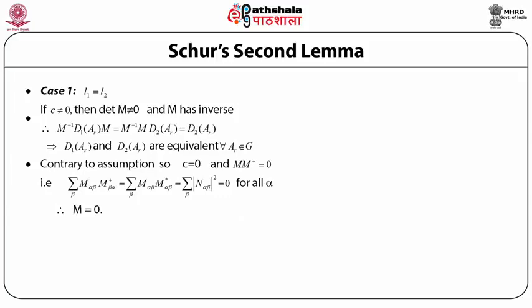Therefore, C is equal to 0 and M M dagger is equal to 0, which means that in terms of elements, M_alpha beta (M dagger)_alpha beta is equal to M_alpha beta star, because the matrix elements of the adjoint matrix are obtained by interchanging the rows and columns and taking the complex conjugate. Therefore, the sum over all beta of M_alpha beta (M dagger)_beta alpha is equal to the sum over beta of the modulus square of M_alpha beta, which is equal to 0 for all alpha, and therefore M has to be equal to 0.